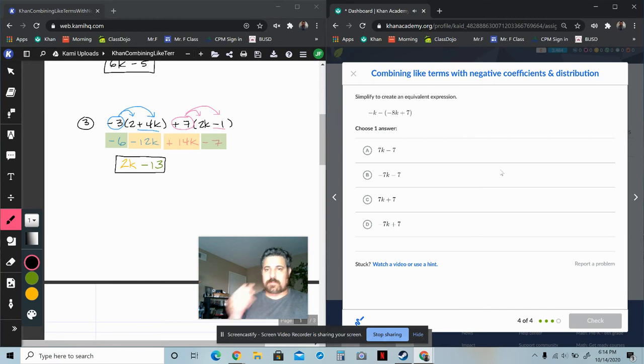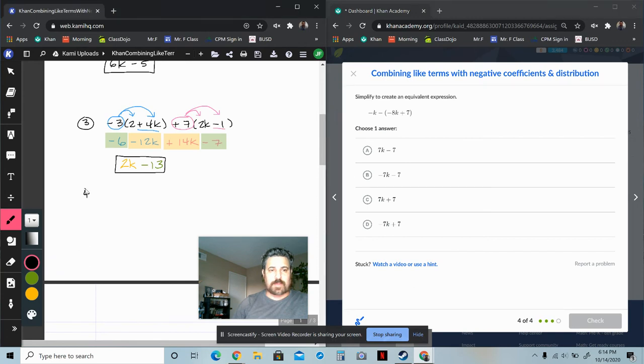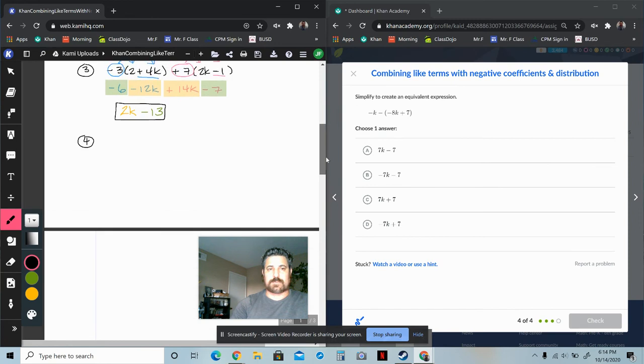And then the last problem is negative k, take away the quantity of negative 8k plus 7. Let's do that one. I'm going to do that the more abbreviated way that I would normally do the problem, okay? So let's just scroll down, and you guys can see this process from beginning to end.